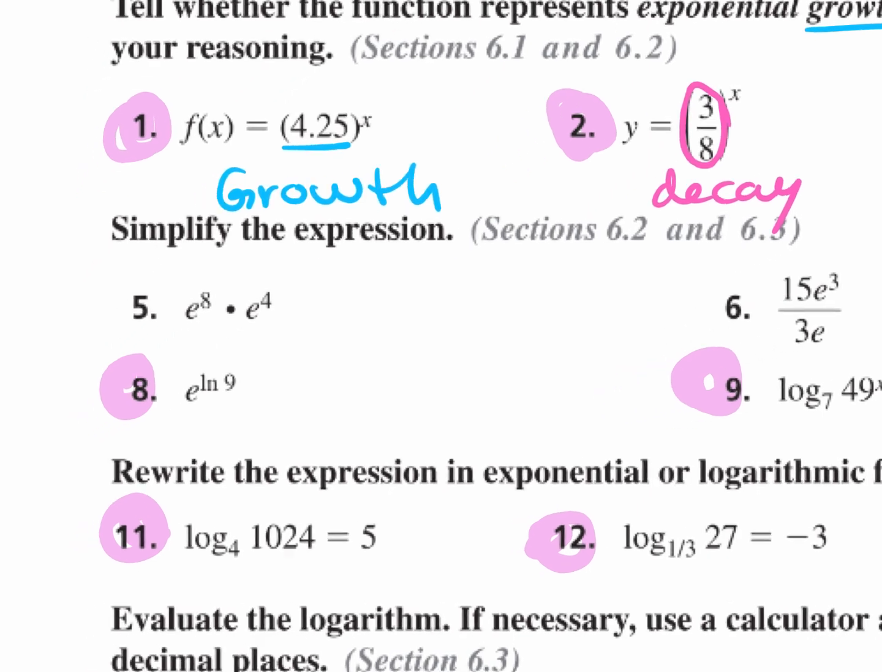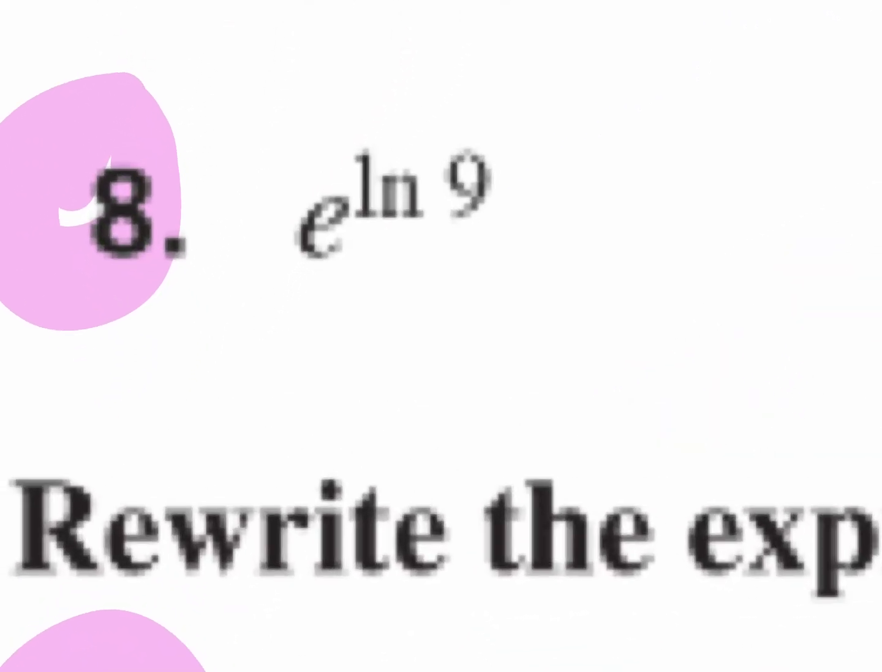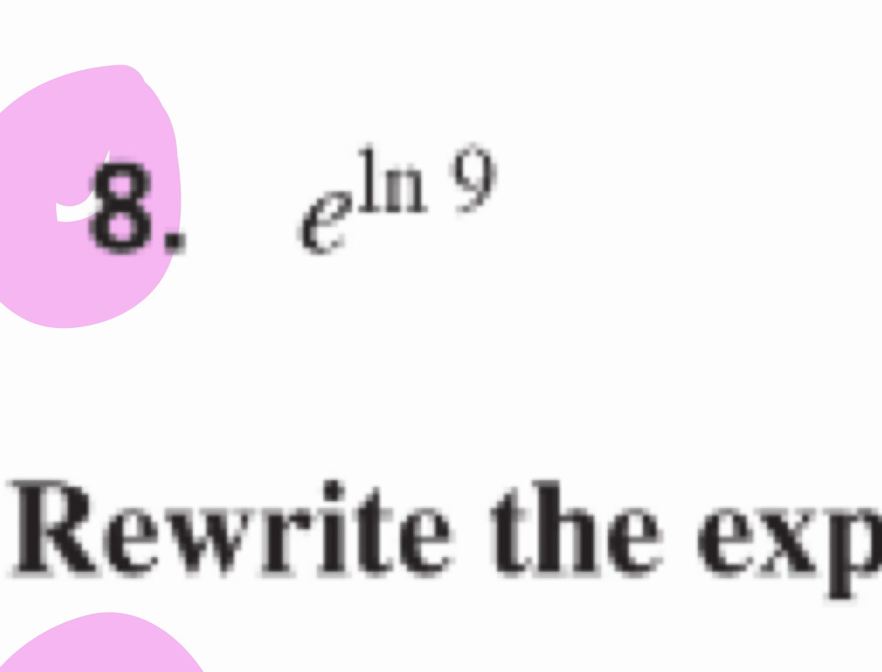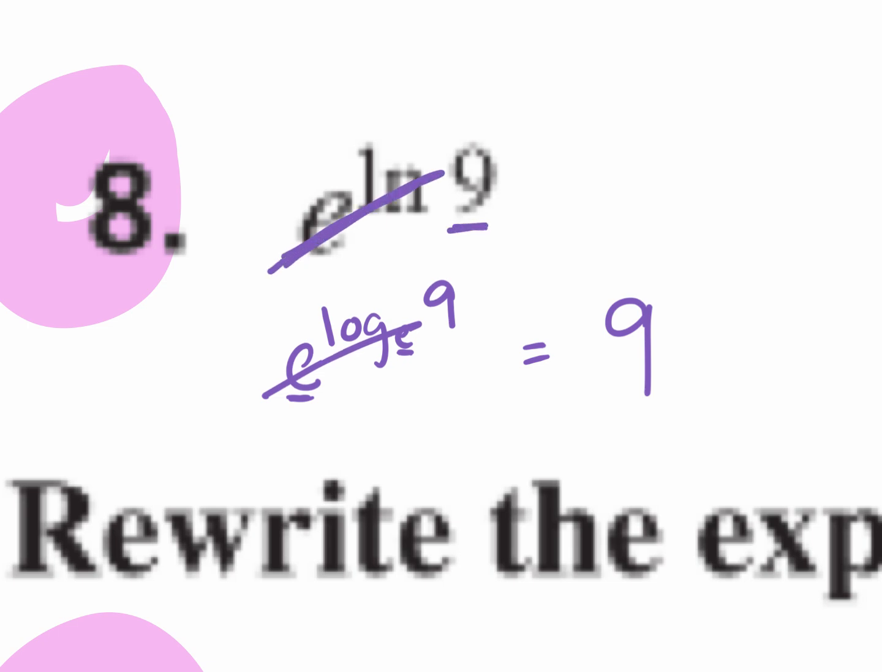So let's look at number 8. So here, we have e to the power of ln of 9. What's the same thing as saying ln? Log base e. So it's e to the power of log base e of 9. How do we simplify this? E to the power of log base e. Since our bases are the same, they cancel. So what's our answer here? 9. Awesome. So you could also just know that e to the power of ln cancels out, and you'll just be left with 9.